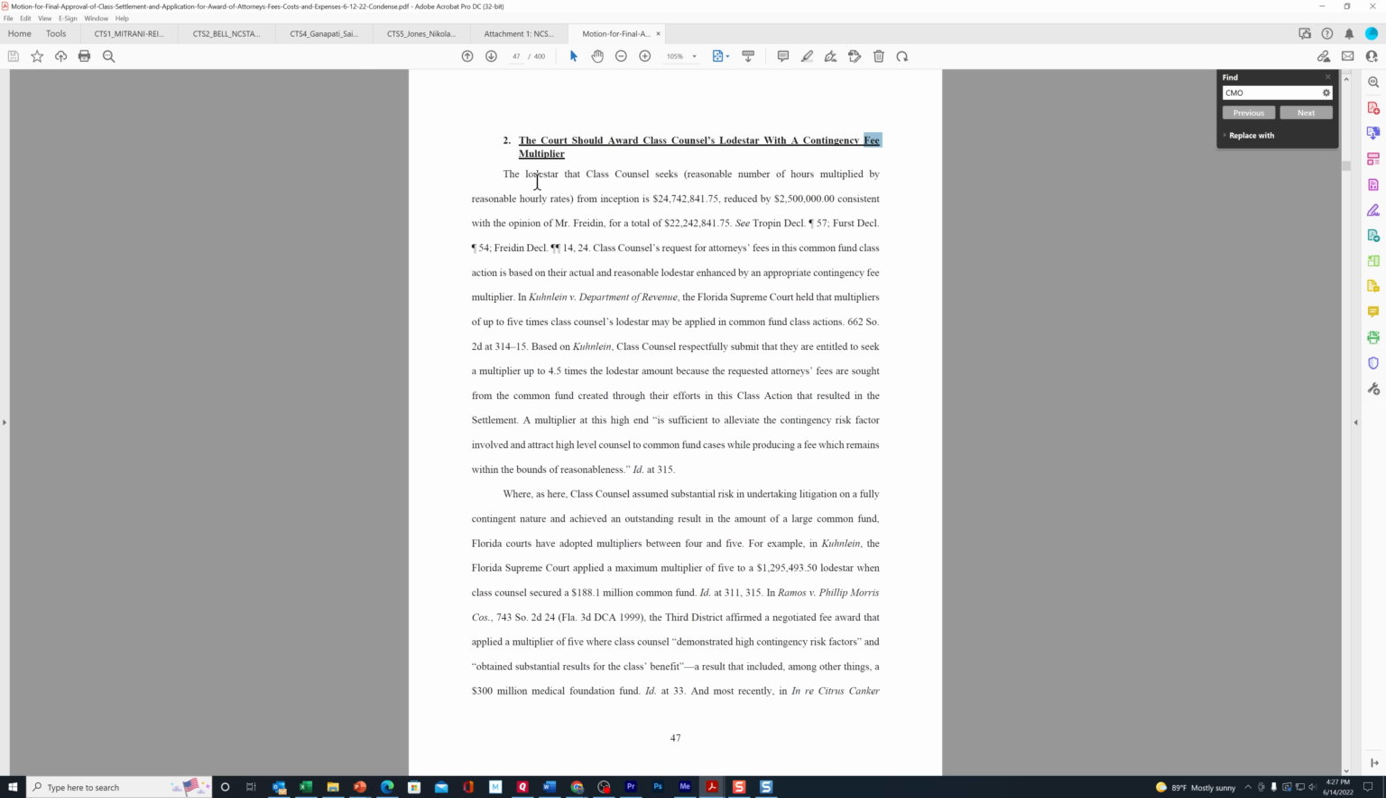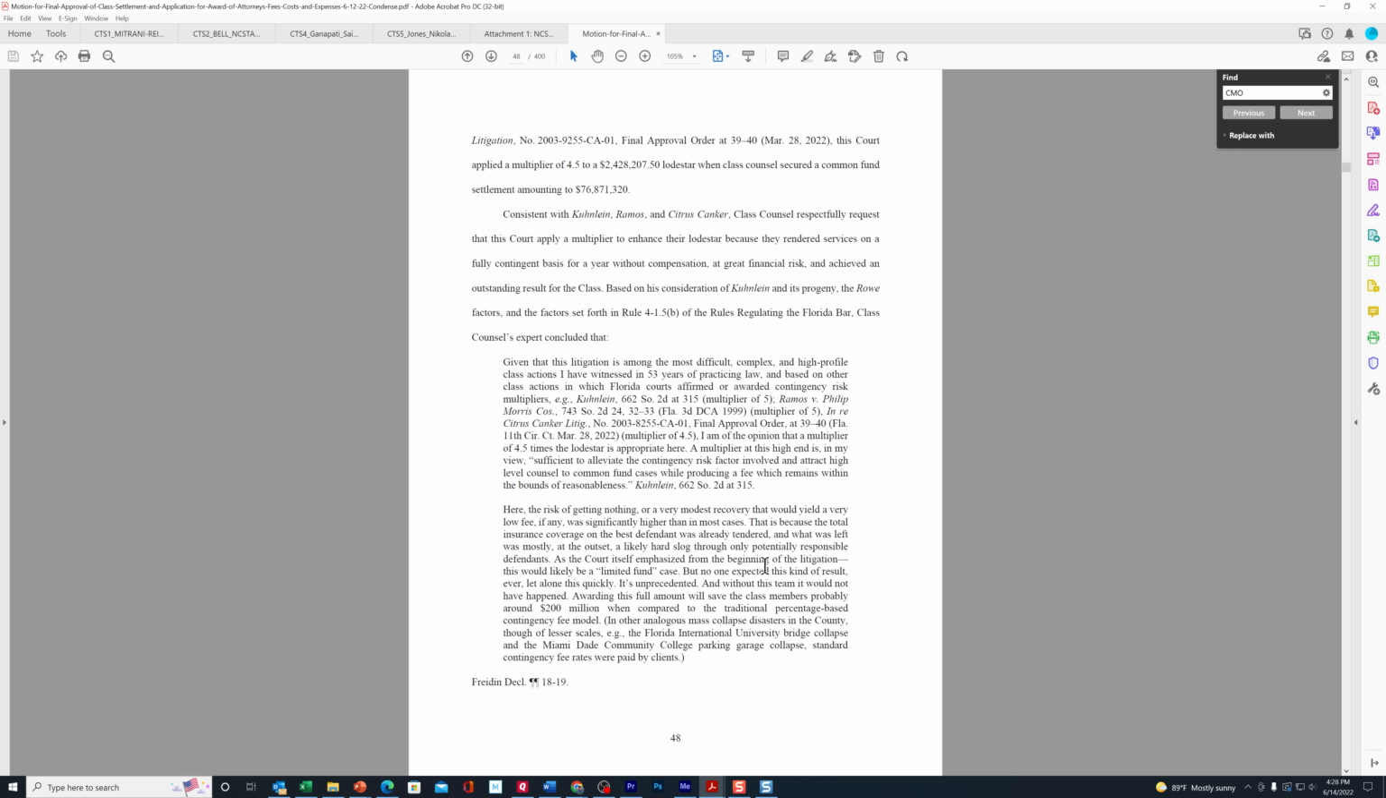whatever it turns out to be. Okay, so what they started off with here was this number here that says $24 million, and they reduced it by $2.5 million based on the opinion of Mr. Frieden, down to about like $22.2 million. And this is based on their actual reasonable lodestar enhanced by an appropriate contingency fee multiplier. So they were talking about in a similar case, the court had applied a multiplier of 5 to a lodestar, the hourly amount for some similar case. And so that's what they're using here as the basis.